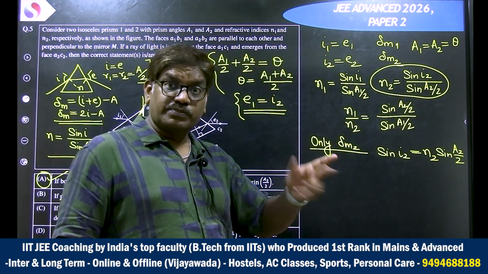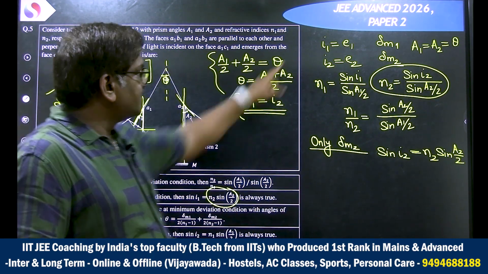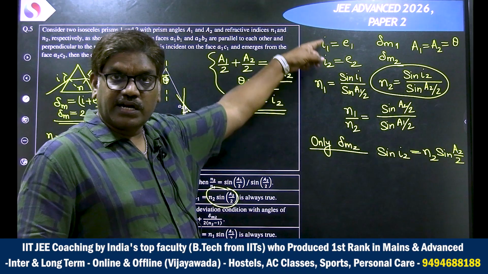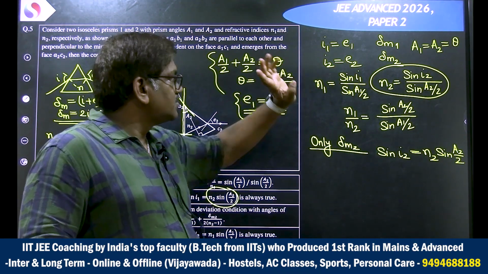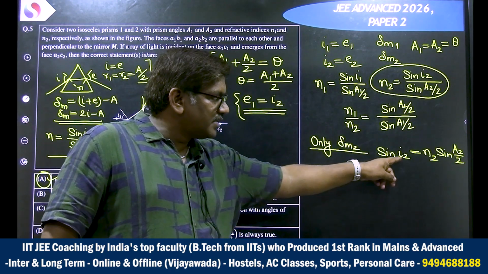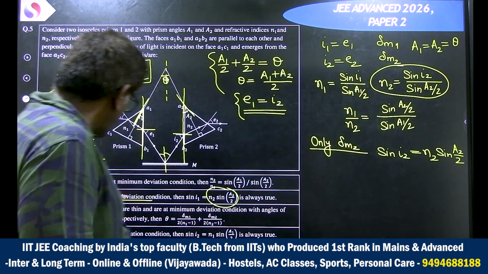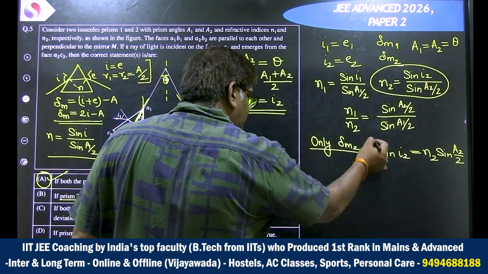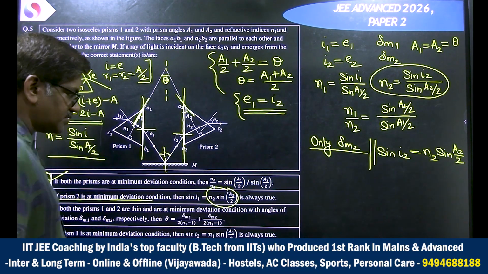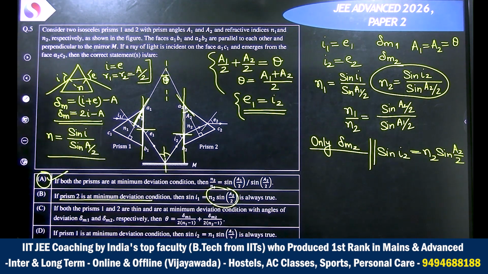Yes, it could be possible if both are at minimum deviation, because that is the condition which we get from the first thing, that I1 is equal to I2, right? But here, this I2 cannot be replaced by I1. But why? Because the minimum deviation is only in 2, not in 1. That's why this condition will be true, but the condition which is given is not true for the minimum deviation only in prism 2, right? So that is why option B will be the incorrect one.